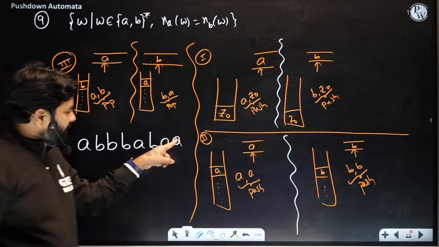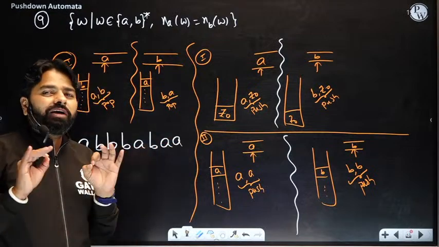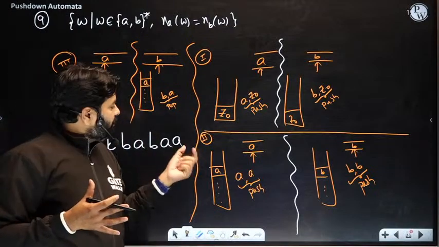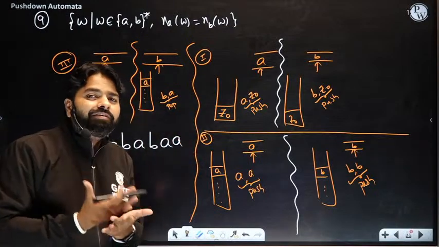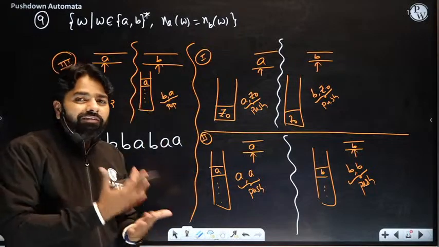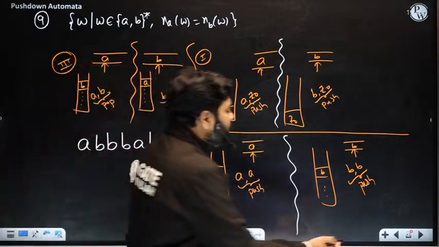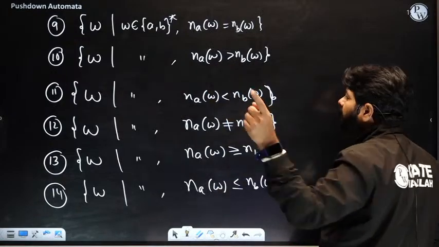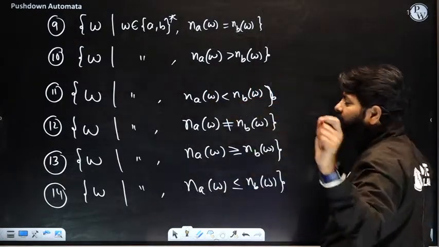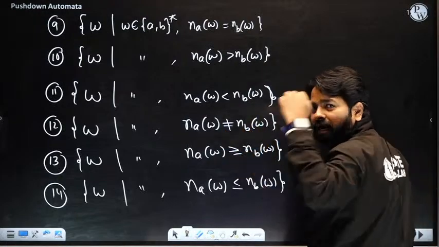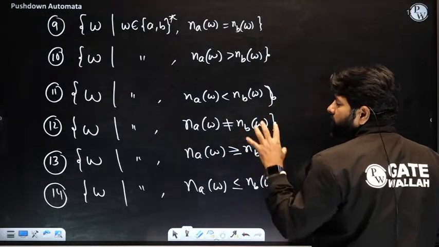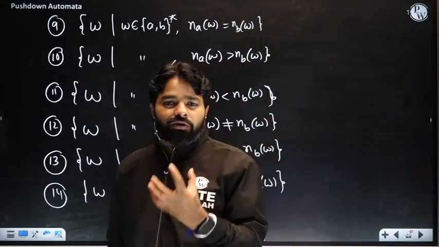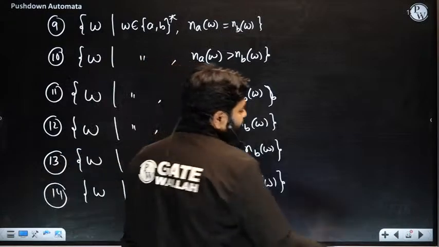So what is our target? If the end is reached, then the stack should have only Z0. That means A's and B's are equal. If in case you reach the end but the stack is left with A's, it means A's are more. If the stack is left with B's, B's are more. That's why this problem is so easy compared to the remaining problems. If A's are more, A's will be left on the stack, if B's are more, B's will be left on the stack. Not equal means either A's or B's are left on the stack. So depending on the condition, you are going to look at the stack at the end.